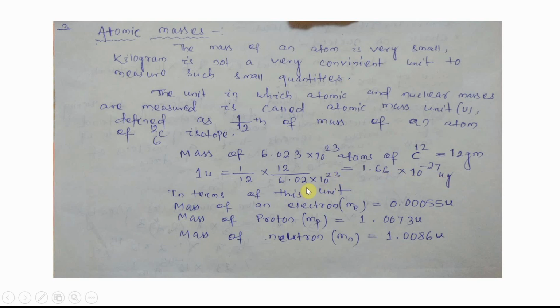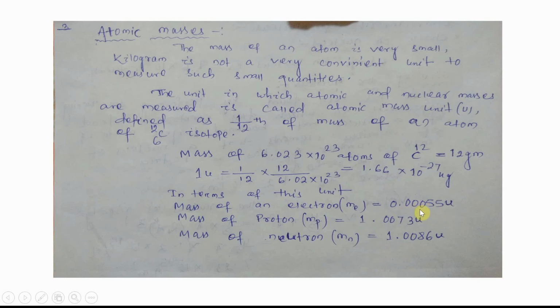And in terms of this unit, in terms of AMU, we can express the mass of an electron. We write it as m subscript e, that means the mass of the electron, equal to 0.00055 u.